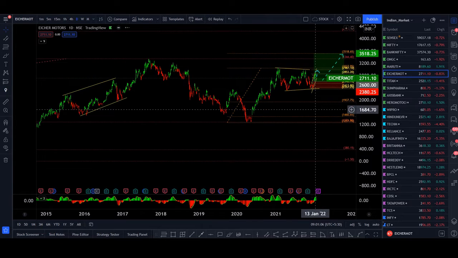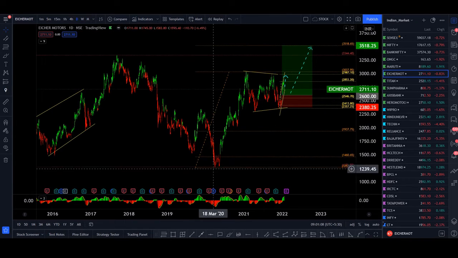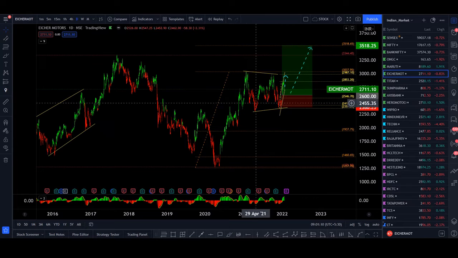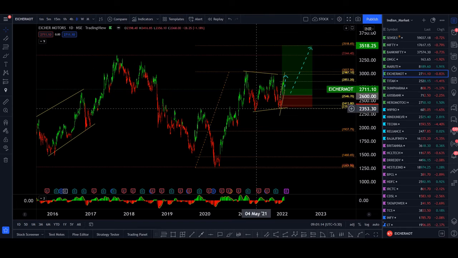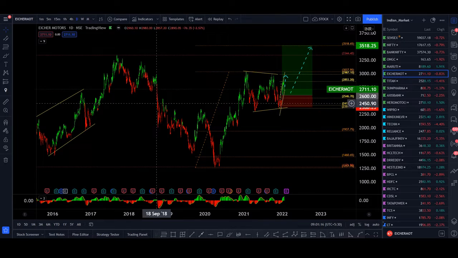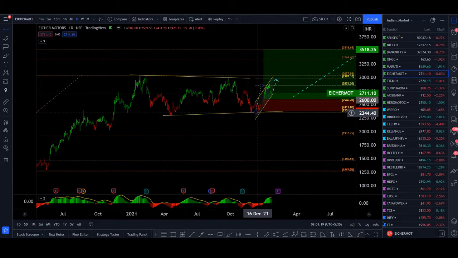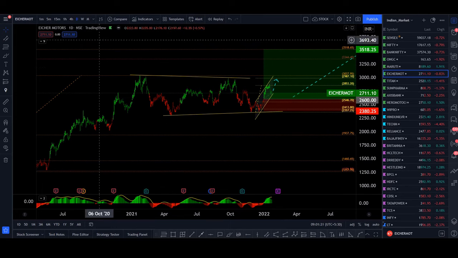Now coming to the daily, we had an impulse followed by a correction with two impulses down, which is A, B, C, and when it broke out, we entered the trade, and that is the trade we are in.